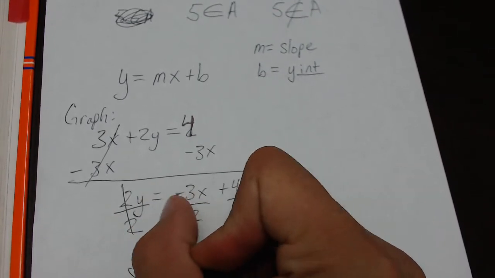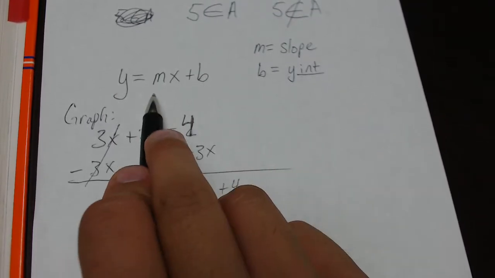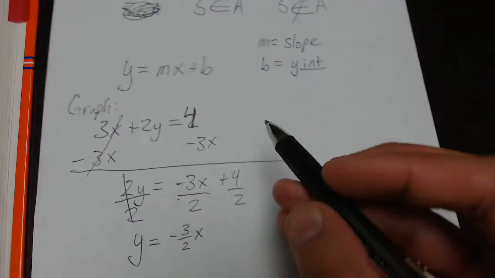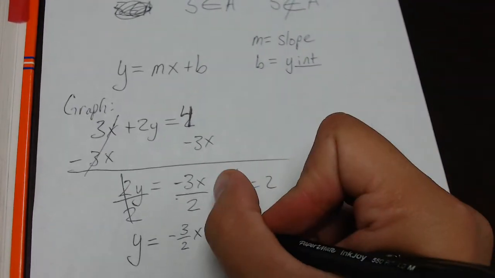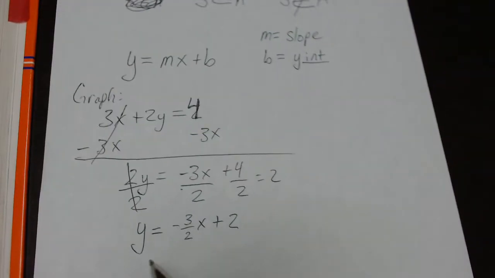So I can write this as y equals negative 3 halves times x. That would be our mx, right? And then 4 over 2 equals 2. So I'll just put plus 2. And that is our b. Now I can graph this line.